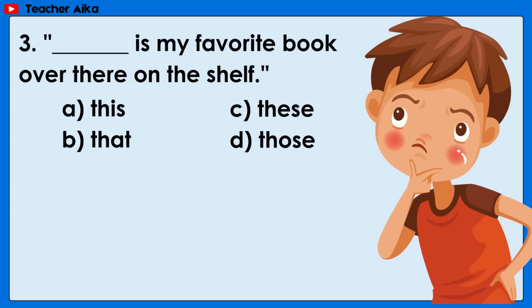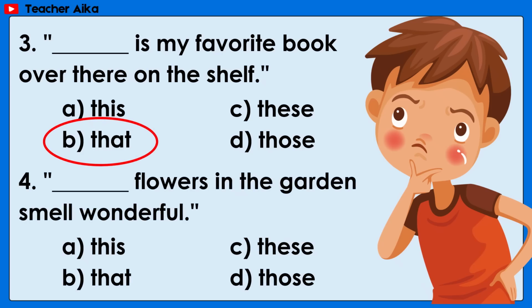Number 3. Blank is my favorite book over there on the shelf. A. This. B. That. C. These. Or D. Those. Answer: B. That. Number 4. Blank flowers in the garden smell wonderful. A. This. B. That. C. These. Or D. Those. Answer: D. Those.